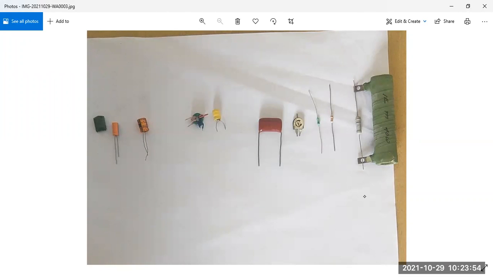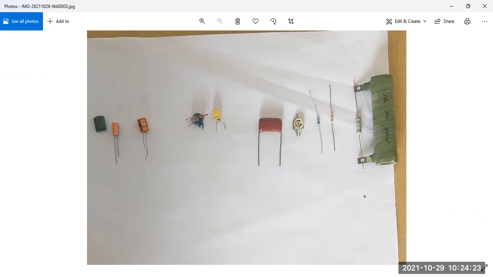Which one, sir? This green one, just on the right side. It is wound over a ceramic cylinder, and you can see some wire is visible, and then ceramic cementing is done over it so that it can withstand high heat.